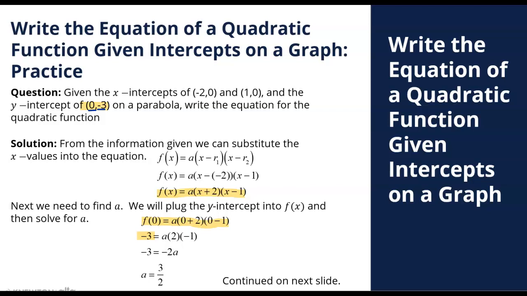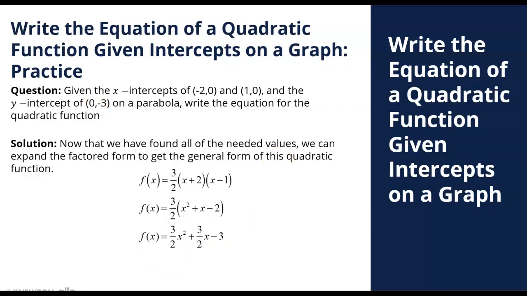And then 0 plus 2 is equal to 2. And 0 minus 1 is equal to -1. And 2 times -1 is equal to -2. So you have -2a is equal to -3, which you can solve for a now by dividing both sides by -2. A is equal to 3/2.